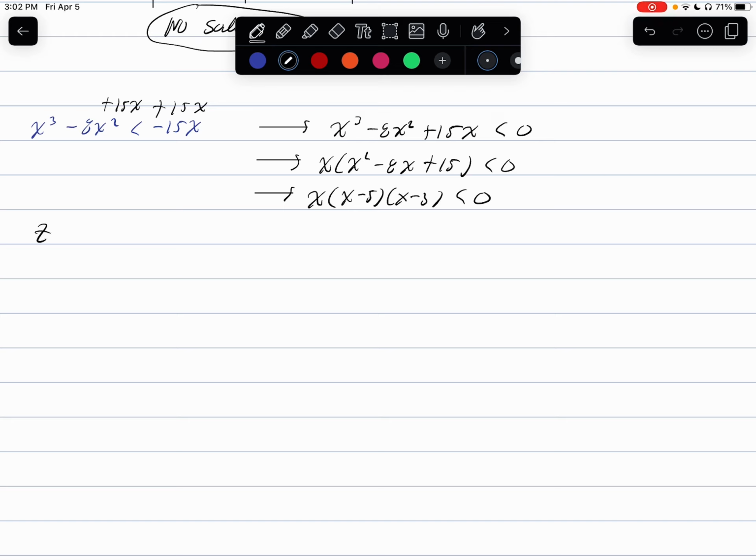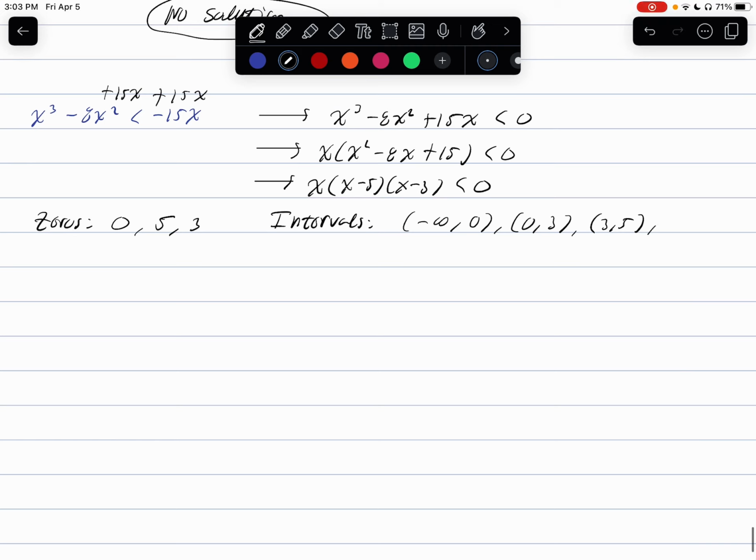So our zeros here are going to be 0 for just x. If you plug in 0, we're going to get 0. And then 5 and 3 are also going to give us 0. So our intervals are going to be from negative infinity to 0, 0 to 3, 3 to 5, and 5 to infinity.